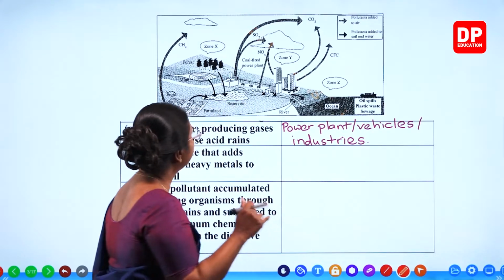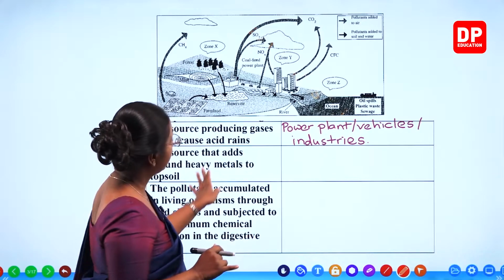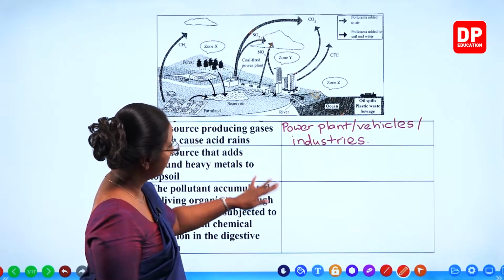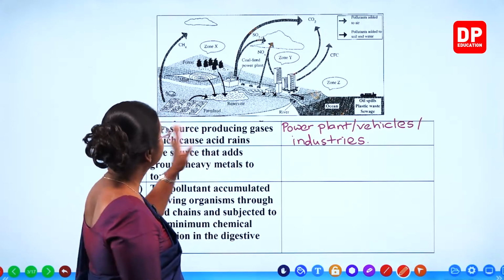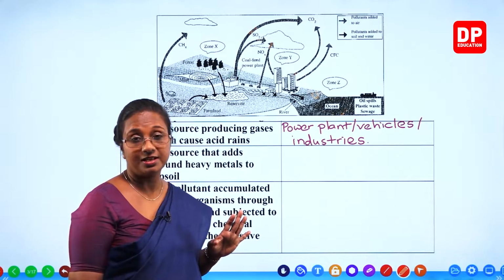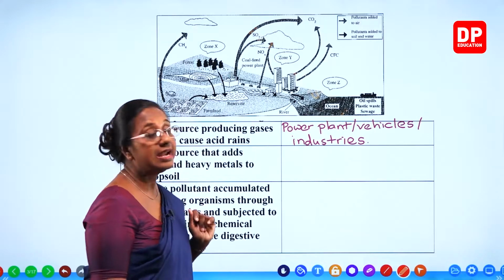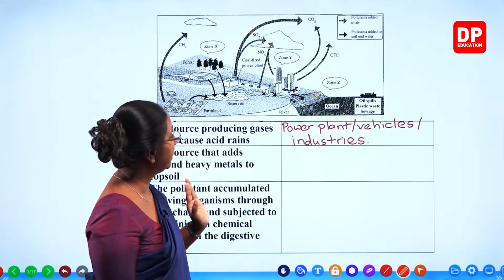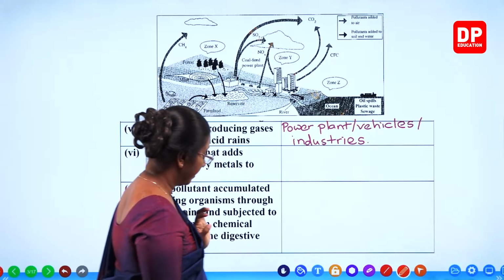So you can write any one of these 3. Is that clear, students? From the power plant, or you can write it as coal-fired power plant, vehicles, industries. From all those there is carbon dioxide, sulfur dioxide and oxides of nitrogen released. Out of those, mainly sulfur dioxide and NOx cause acid rain. So you can write any one answer. Is that clear, students?